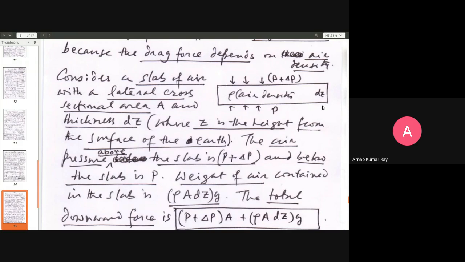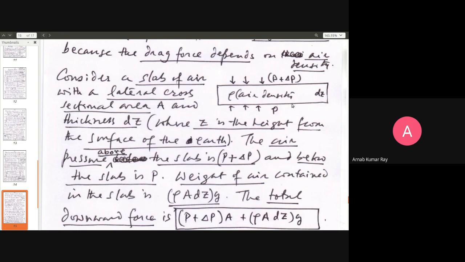This is the top face of the box, the bottom face, the left face, and the right face. The front face you're looking at here, and the back face is on the other side of the page. Now, the box is considered a slab of air with a lateral cross-sectional area.